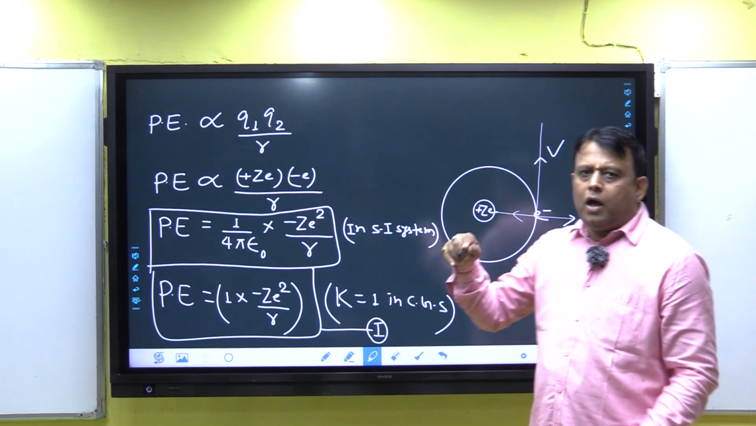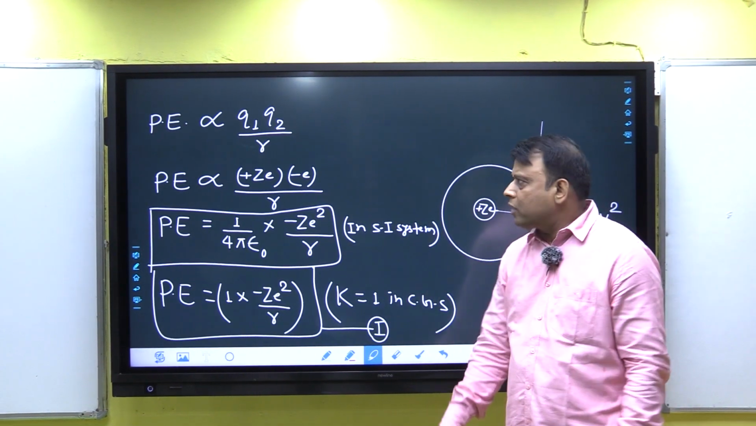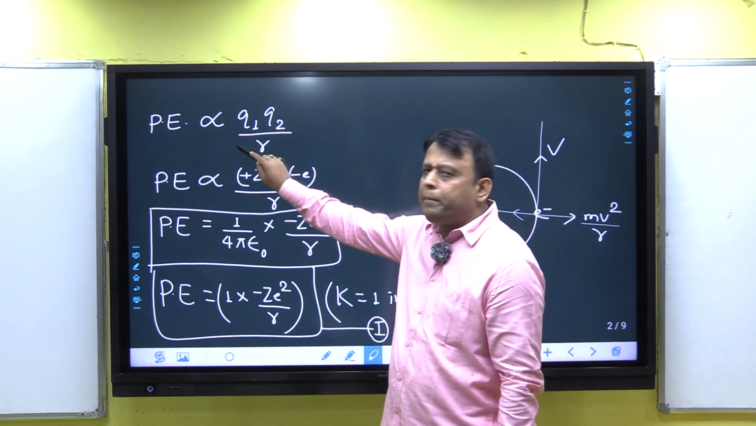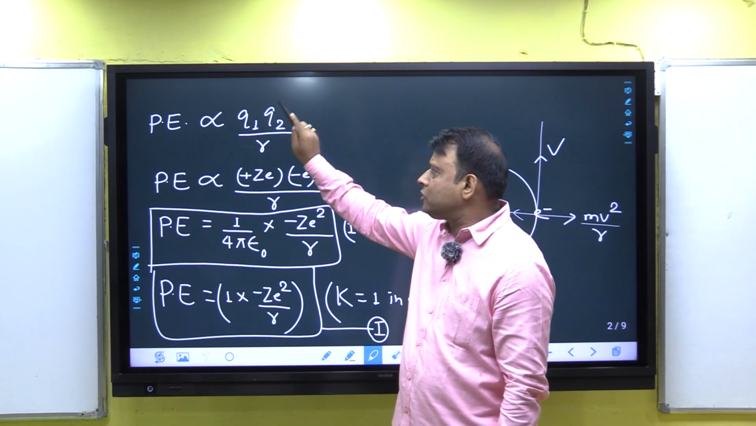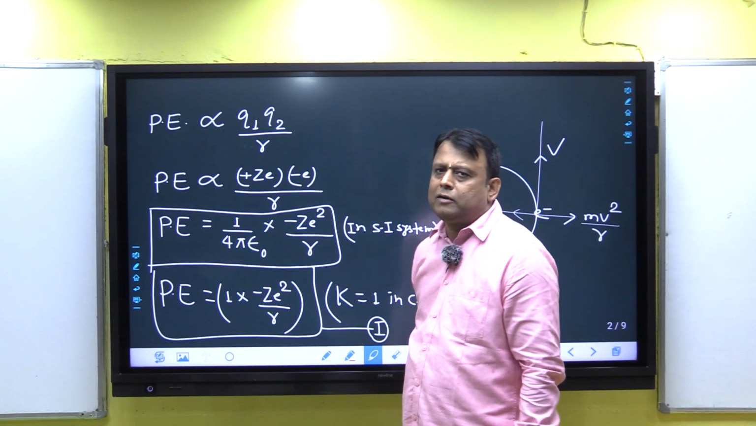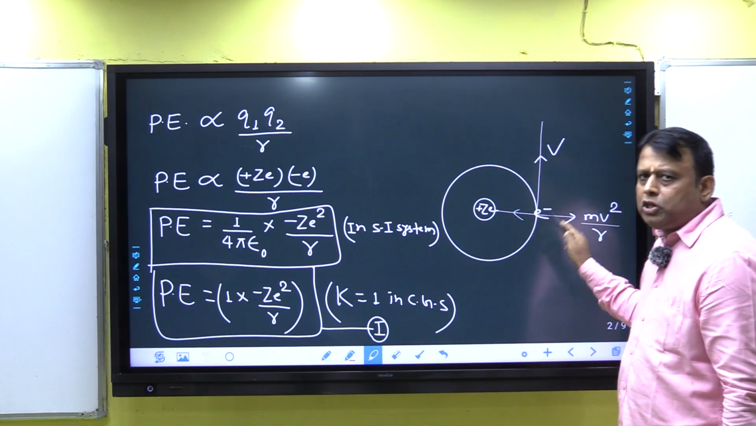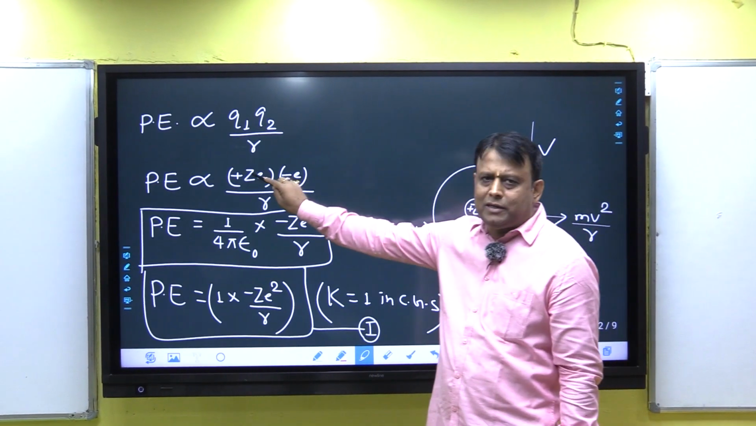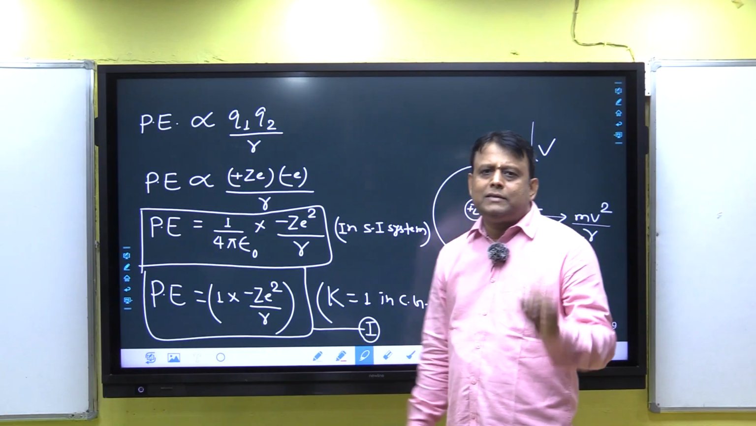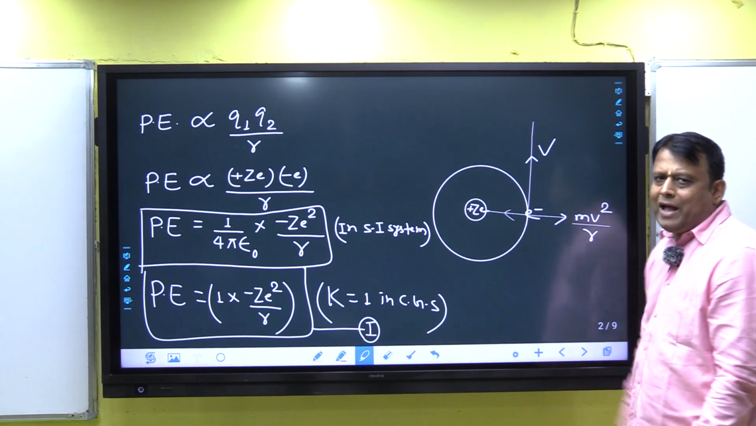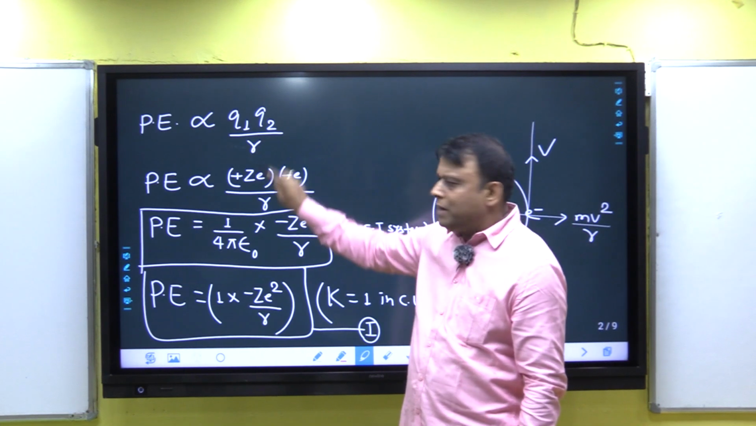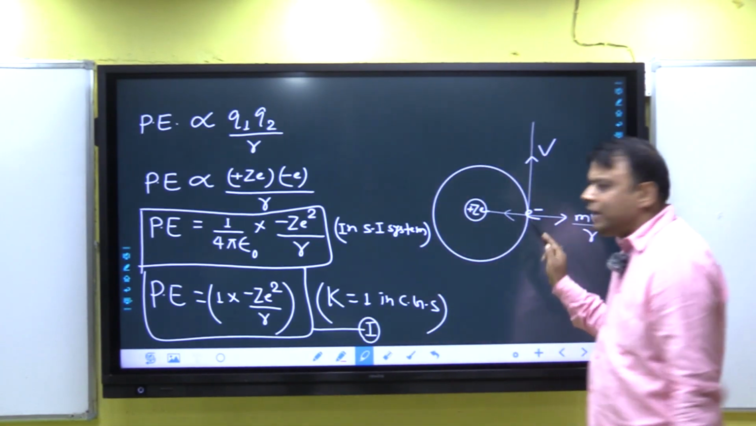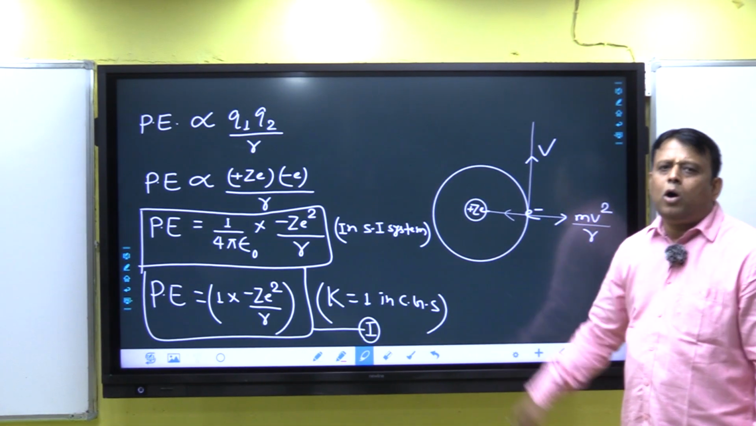Now, potential energy of electron. We know that potential energy of electron is directly proportional to product of both charges, that means Q1 Q2 divided by R. In atomic theory of one electron system, one charge, that means Q1, is equal to plus Ze, and plus Ze is nuclear charge. One electron has minus e charge, so Q1 is plus Ze, Q2 is minus e, divided by R, and R is radius of orbit.